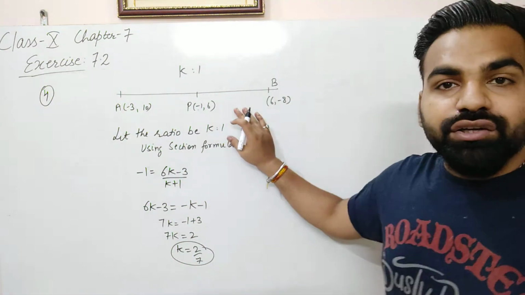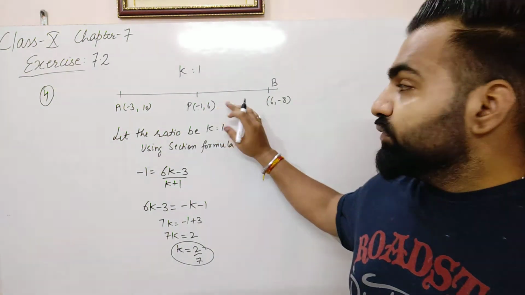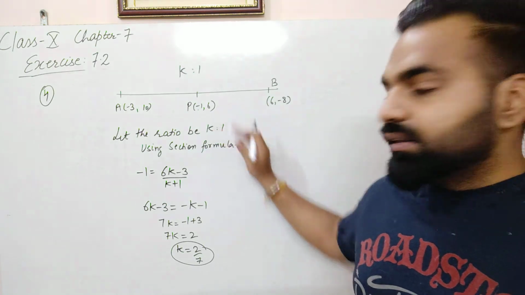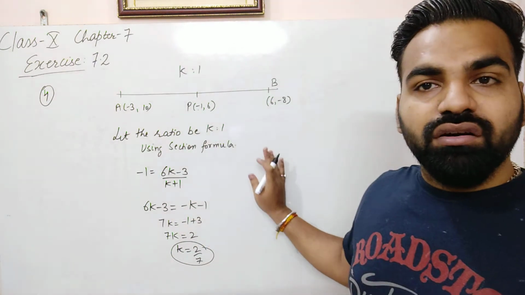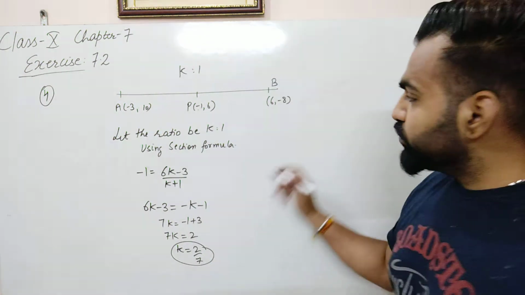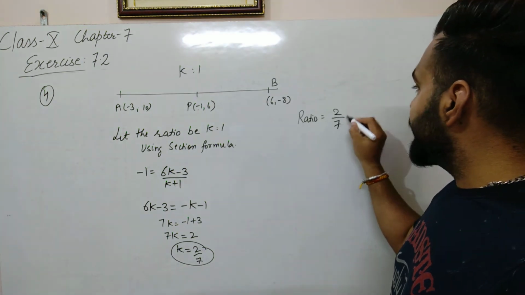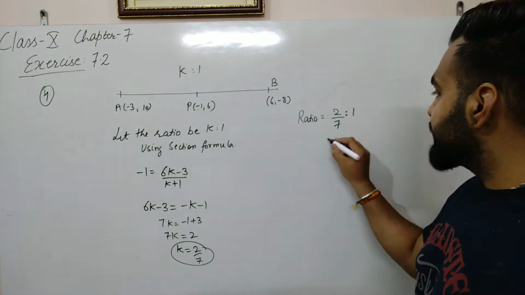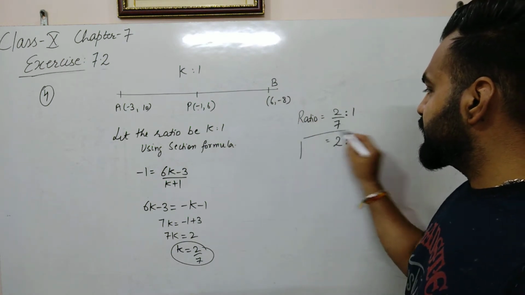So value of k is known now, 2 by 7. So no need to solve the y coordinate part here. Clear? If you solve the y coordinate part, then the answer will again be 2 by 7. So you have to solve only for one coordinate. You will find the value for k. So k is 2 by 7, so ratio will be 2 by 7 ratio 1, or we can say that 2 ratio 7. So this is the answer.